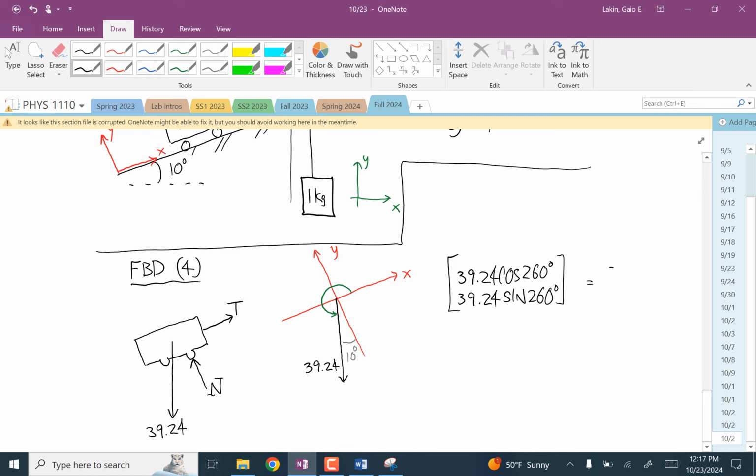And you get negative 6.81, negative 38.64. And I always think it's worth looking back at it and seeing if the signs make sense. We have two negative components. Does that make sense with where that vector lies? Yeah, because you can see it's in the third quadrant, so both components should be negative.